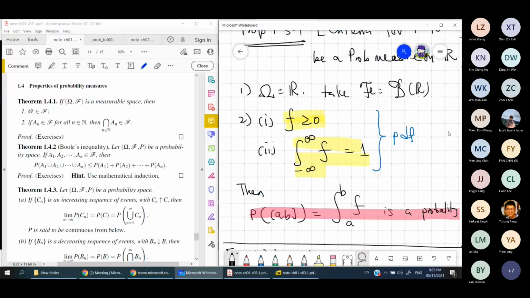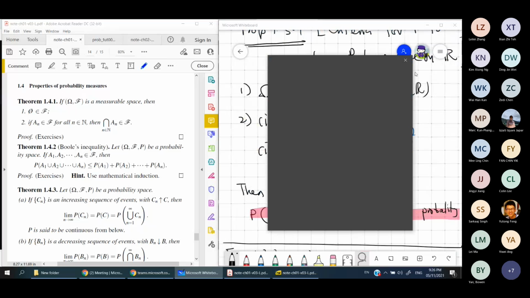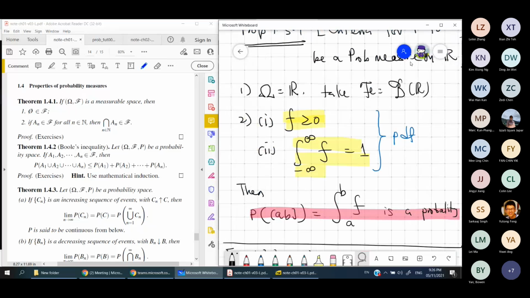Next, how to construct the probability space? We just construct one f, the positive small f, whose integral value will be 1. Once we have an f satisfying this property, this is what we call a density function. I think you guys are aware of that. Once we have a density function, we just construct our P this way. That must be a probability measure. I don't want to verify it, so just accept it. This is for the case when our omega is R.